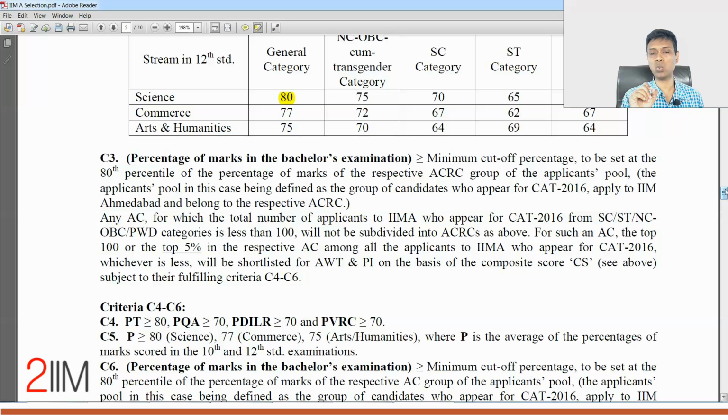Now, stage 1 is by bucket, AC1, AC2, AC3 till AC7. Stage 2 is the overall pot. Stage 2 also is based on composite score. For stage 2, only 2 conditions need to be satisfied: section cutoff and your 10th standard plus 12th standard being more than 80%. This third criteria of 80th percentile and all that, that does not need to be satisfied. Right? So, stage 1 is by stream, stage 2 is overall.